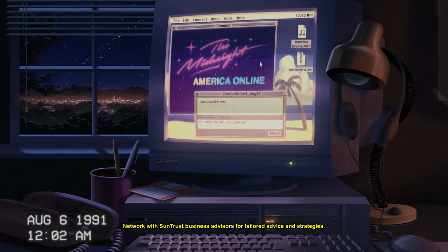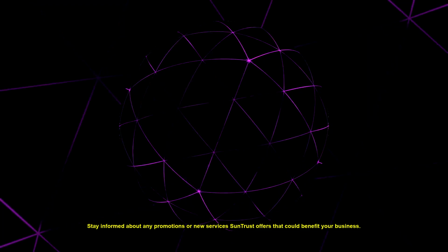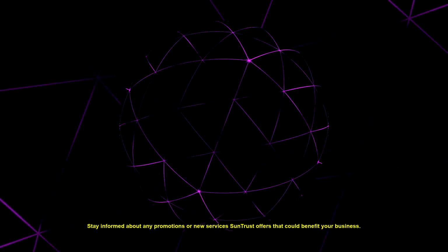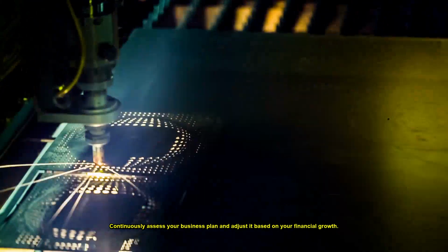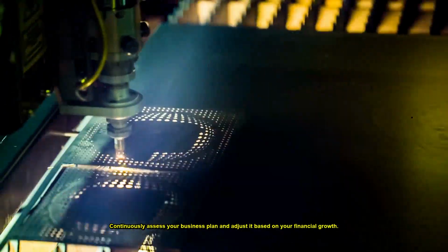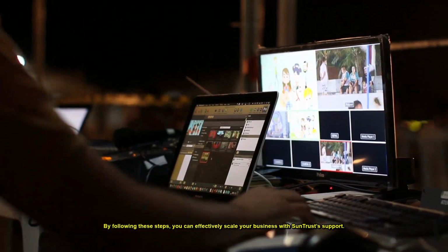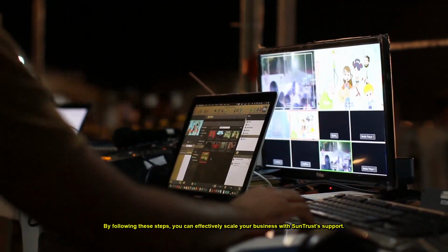Network with SunTrust business advisors for tailored advice and strategies. Stay informed about any promotions or new services SunTrust offers that could benefit your business. Continuously assess your business plan and adjust it based on your financial growth. By following these steps, you can effectively scale your business with SunTrust's support.